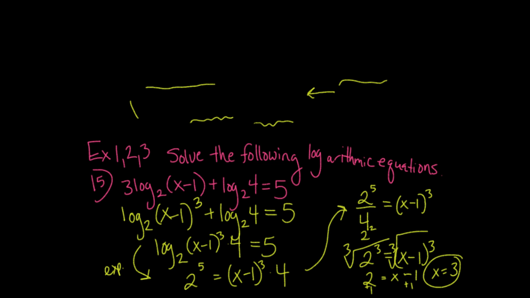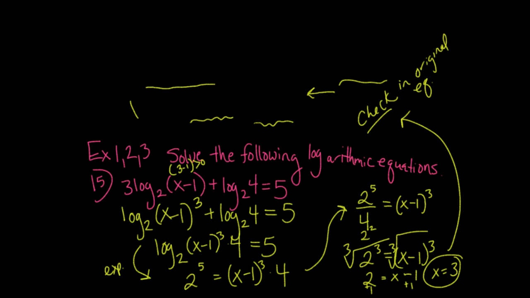The last thing that you have to do is check to make sure this satisfies the original equation. So you're going to check in the domain. Do you guys see that if you have 3 minus 1, that is greater than 0, and that's okay. So x equals 3 is your solution. You can write it like that if you choose.